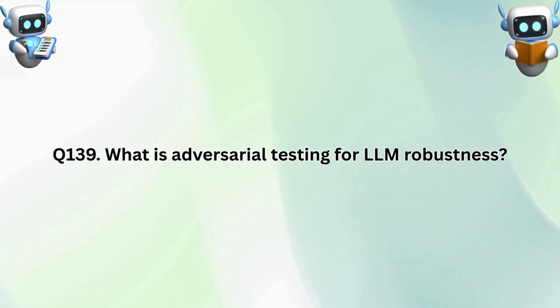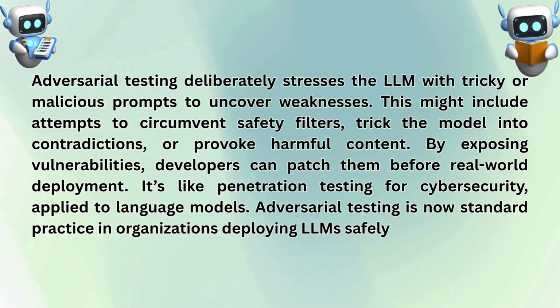What is adversarial testing for LLM robustness? Adversarial testing deliberately stresses the LLM with tricky or malicious prompts to uncover weaknesses. This might include attempts to circumvent safety filters, trick the model into contradictions, or provoke harmful content. By exposing vulnerabilities, developers can patch them before real-world deployment. It's like penetration testing for cybersecurity, applied to language models. Adversarial testing is now standard practice in organizations deploying LLMs safely.